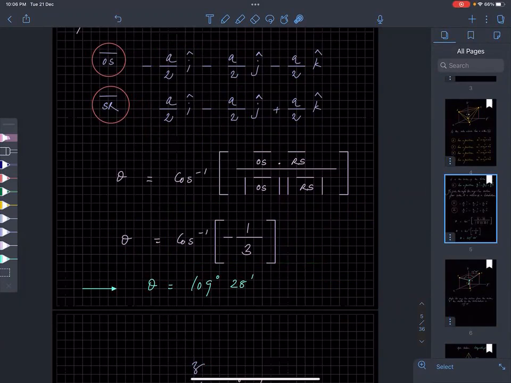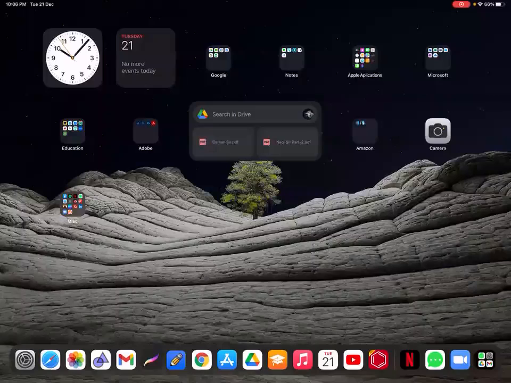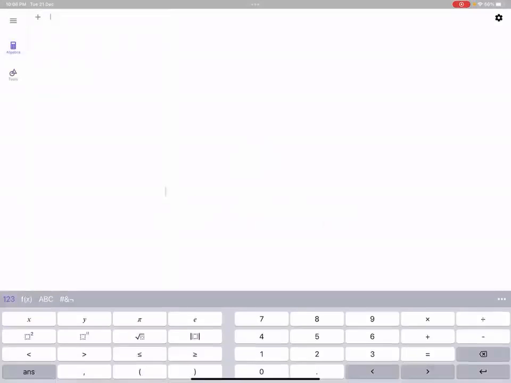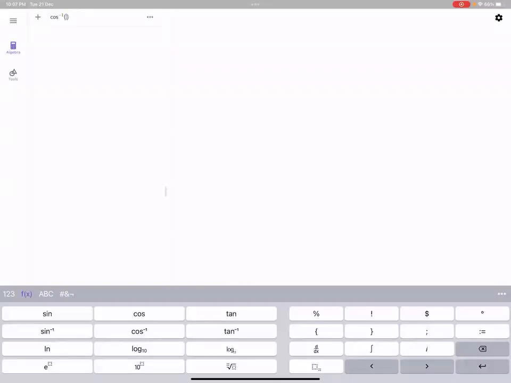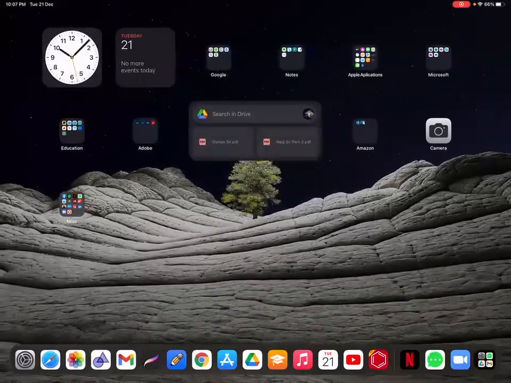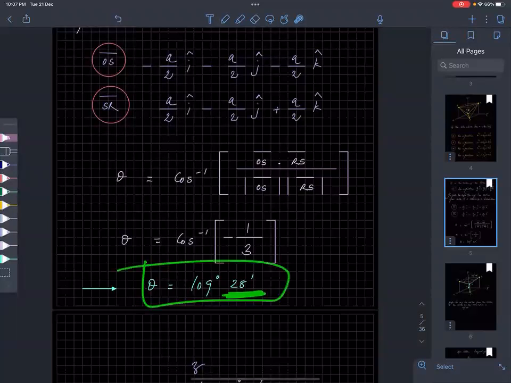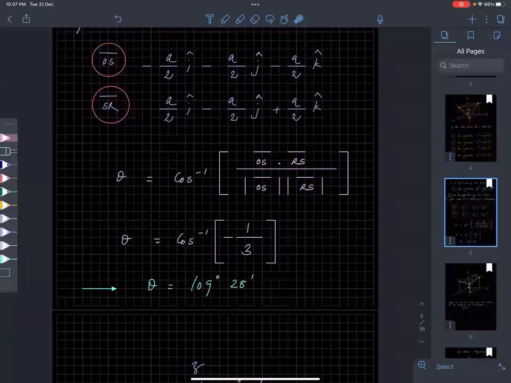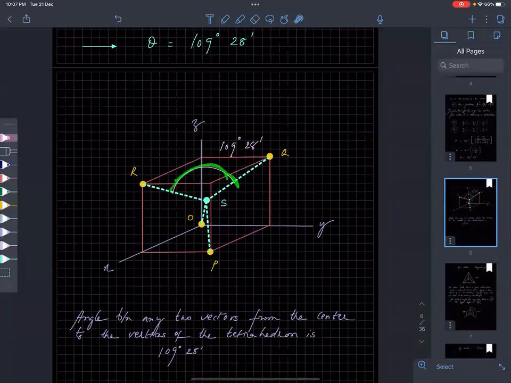Do you agree? So what is cos inverse of minus 1 by 3? Let us see. Cos inverse of minus 1 divided by 3. 109.5. Can you see that? So it is 109 degrees 30 minutes approximately, correct? 0.5 degrees is 30 minutes. But if you see precisely, it will be 28 minutes. So theta is 109 degrees 28 minutes. Clear? Okay, this was the difficult part. So this angle, any angle, will be 109 degrees 28 minutes.